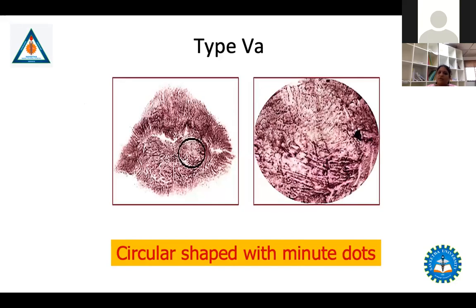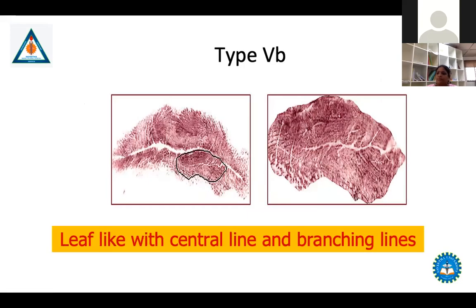The observation I found is that I could appreciate a lot of areas where there were neither horizontal nor vertical grooves, as you could see in this picture, almost like a circular area with minute dots if you look more clearly. This I classified as type 5A. Type 5B, these unique observations were even more interesting, and they play a major role, especially in criminal identification. You could appreciate some areas where you have a horizontal groove and very small minute branching grooves, which I classified as type 5B. A leaf-like pattern, which was again not notified in Tsuchihashi's classification.